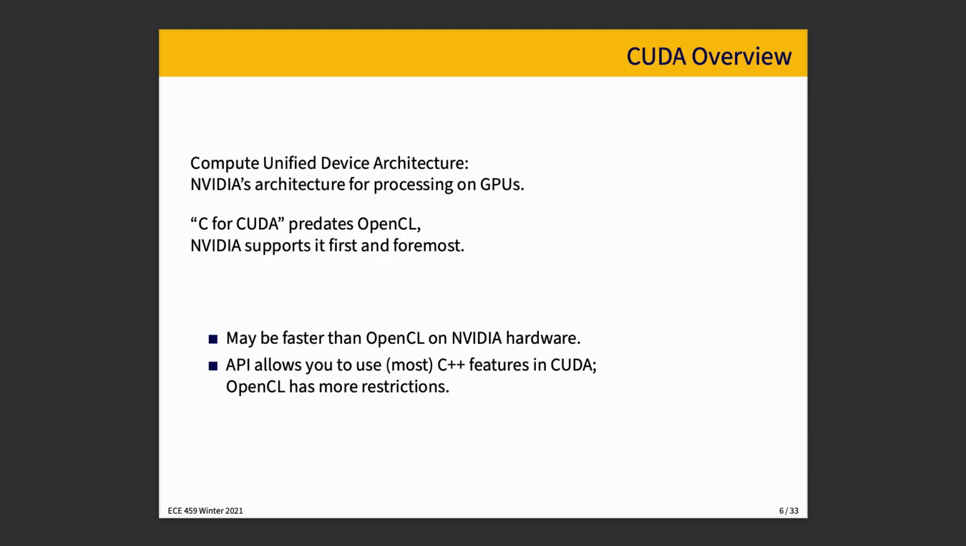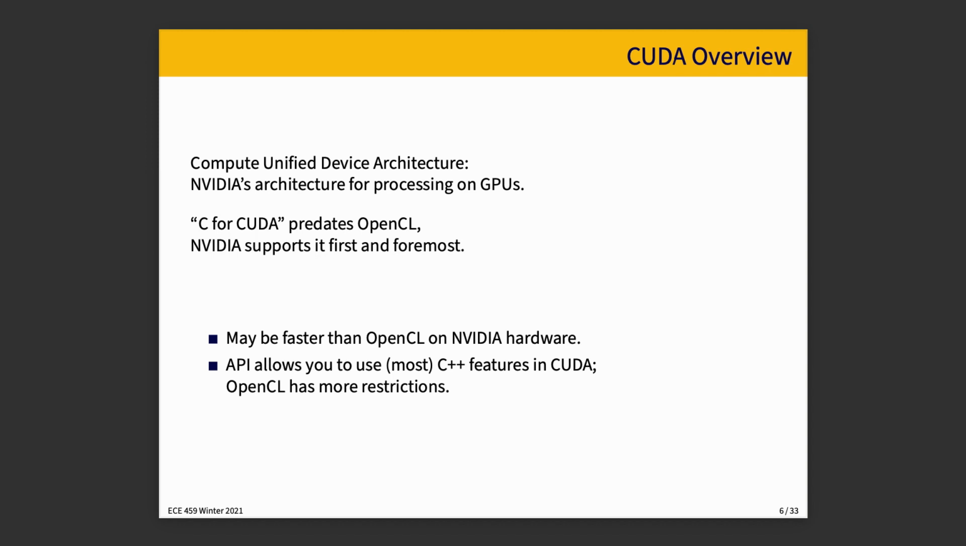The thing we want to get back to, of course, is CUDA, the Compute Unified Device Architecture, and it is NVIDIA's architecture for processing on GPUs. It's our way of telling the GPU, this is what we want, please do it. And it had a C-ish version, C for CUDA, that predates OpenCL. And NVIDIA supports CUDA first and foremost. You can run OpenCL code on their processors, but you may get worse performance. And CUDA is perhaps going to be a bit faster for your hardware.